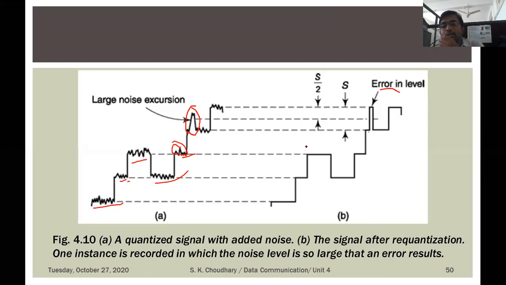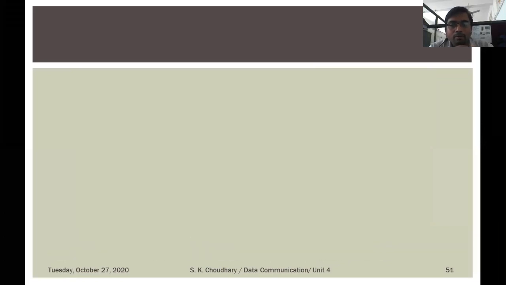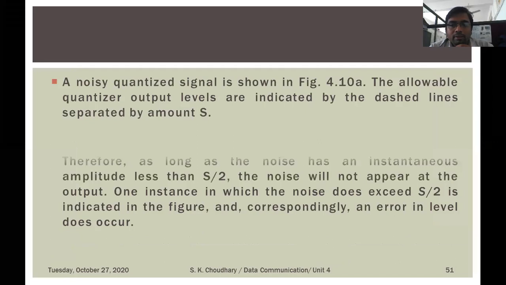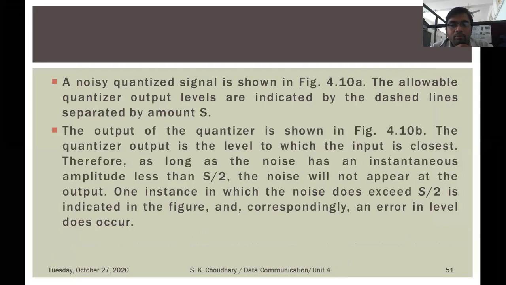So this is the main reason why the quantized signal should be confined such that the noise is always less than S/2. Then only we would be able to recover the signal. This is the limitation of quantization in the communication system. So we can say that the level of the noise should be less than or equal to a maximum of S/2. Then only we can recover it. If it exceeds S/2, there is an error in the received signal.